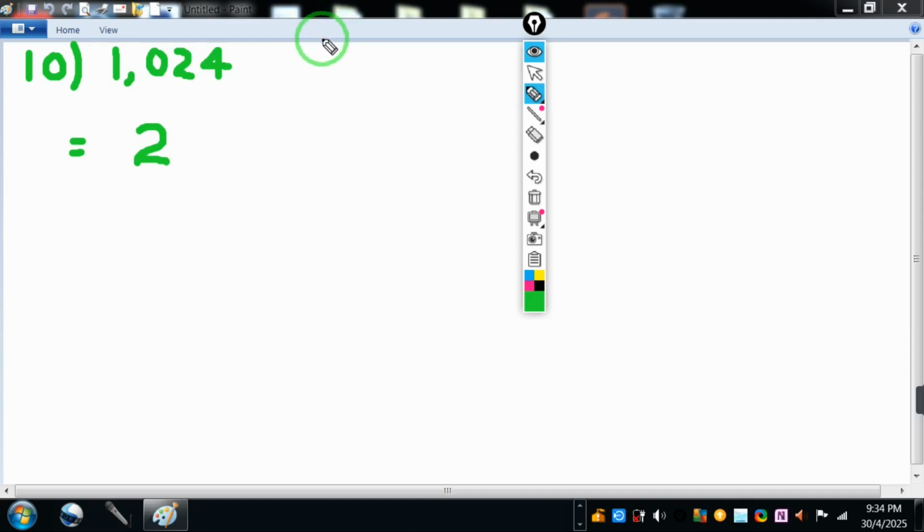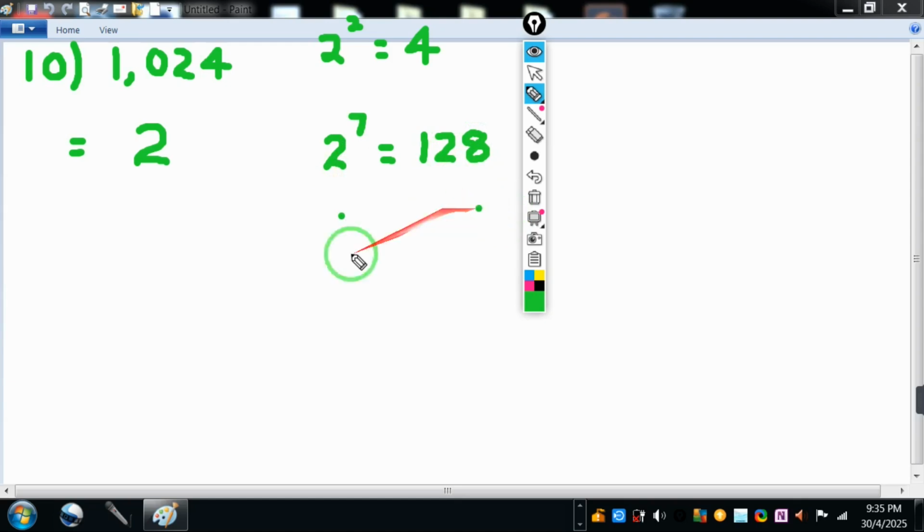Sometimes you can jump. You know very fast that 2 squared is 4. Maybe some of you would have even known 2 to the power of 7 is 128. We did cover that. So of course we are not using calculator here, we are using our minds, our brains. Okay, so you know the next one will be 2 to the power of 8. 2 to the 8 will be 256. 2 to the 9 will be 512. 2 to the 10 will be 1024. That's how you work out.